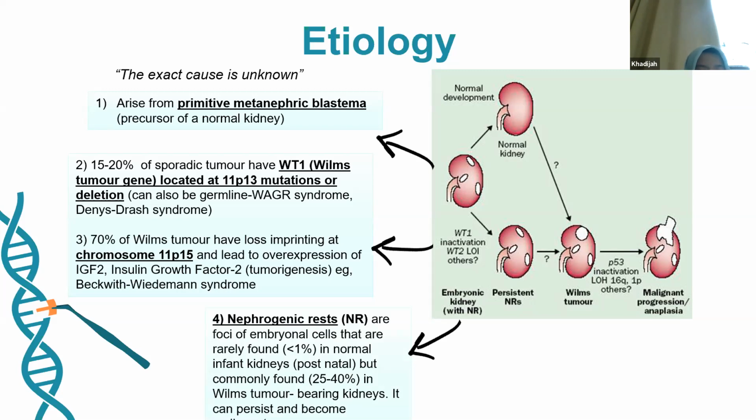So basically, nephrogenic rests, which are defined as foci of embryonal cells, should be absent in a normal infant kidney. However, they persist in Wilms tumor-bearing kidneys.